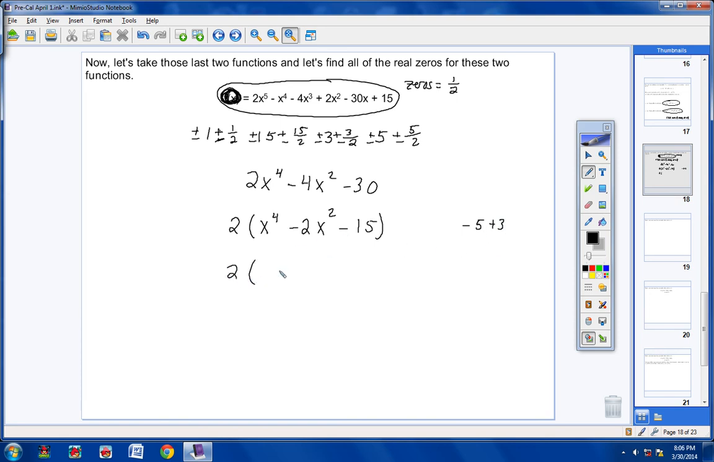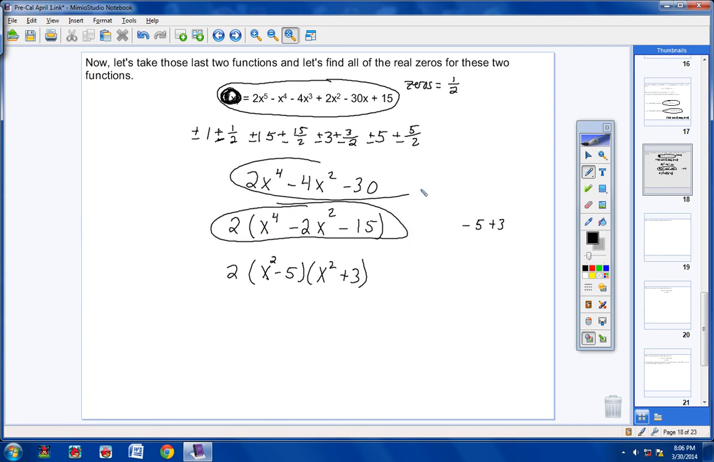So now, finding the rest of my zeros becomes pretty easy. Now remember, you don't put x minus 5. You use your middle term variable. It's x squared. So x squared minus 5, and then x squared plus 3. You did it. You broke the remaining part. This is the remaining part that we had left over, this and this. You took that and broke it down to factors.